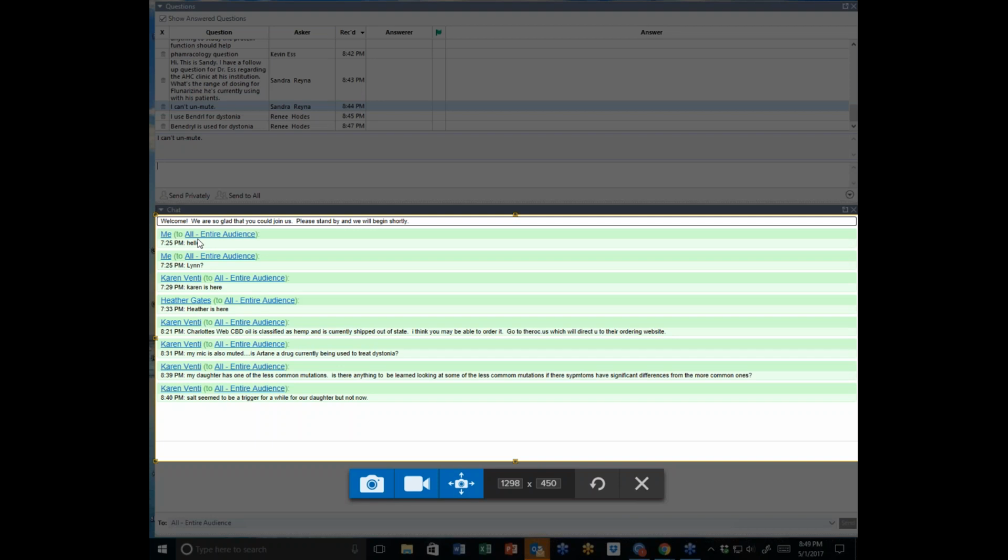I think we would need to know a little more information about what is not typical, what is different, and what is the specific mutation. So to Karen Venti, who wrote this, feel free to email Kevin S. and myself with a little more detail without divulging too much private health information. Maybe just the big picture would be enough, and we can have a little dialogue offline about that.